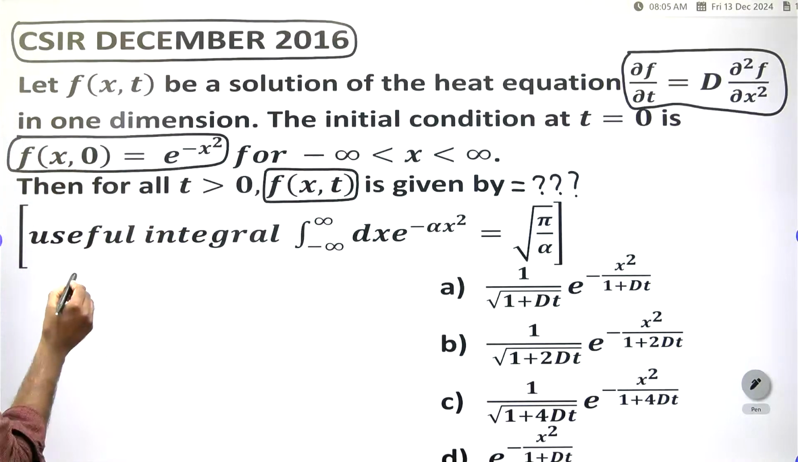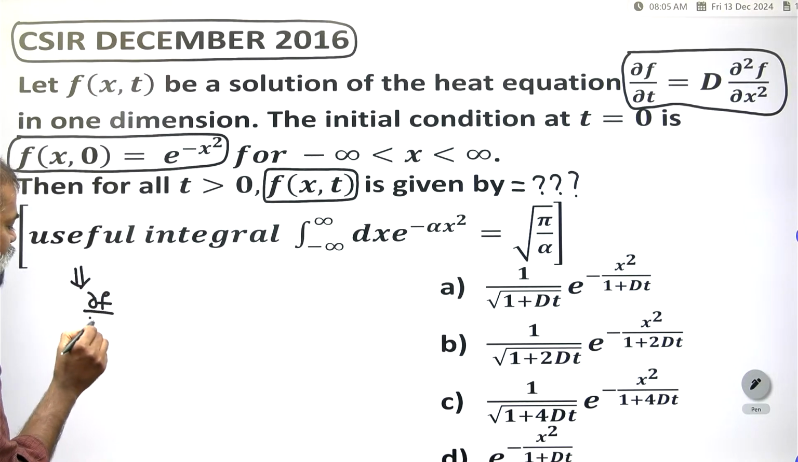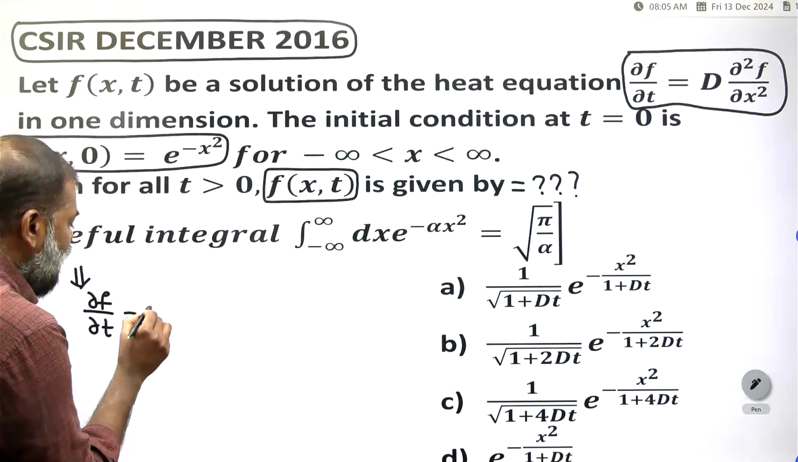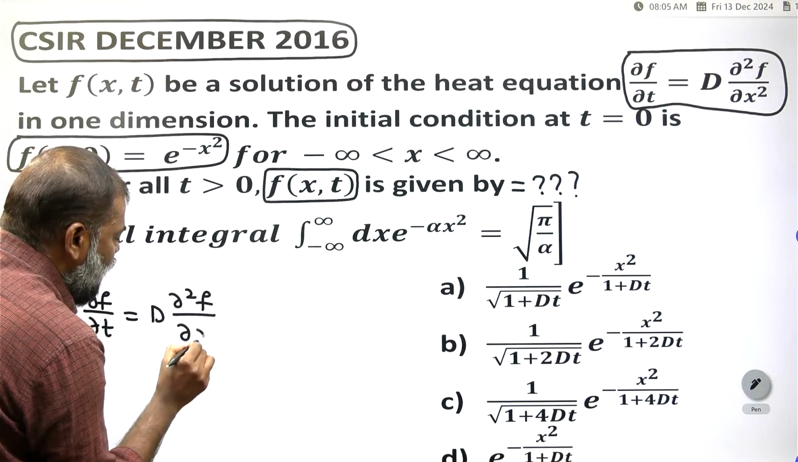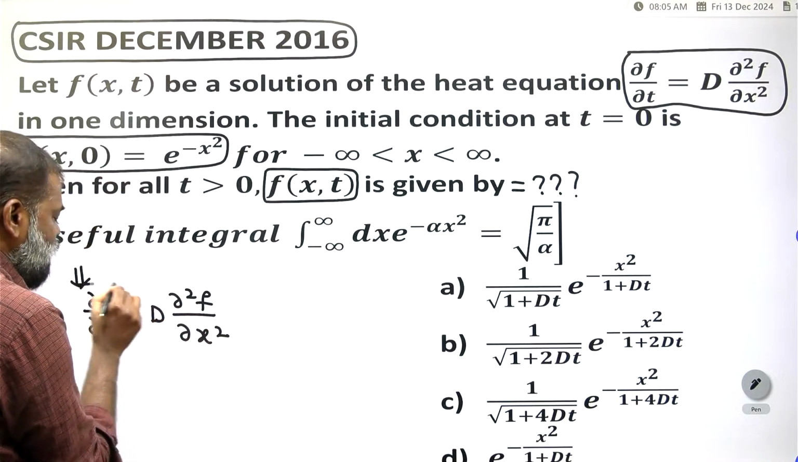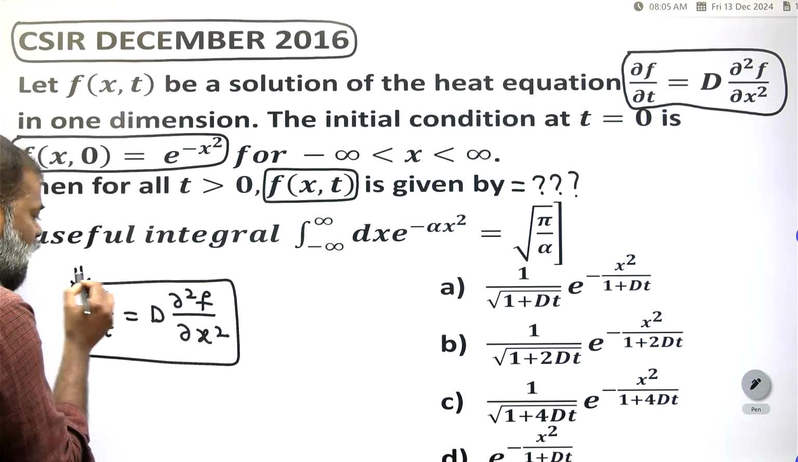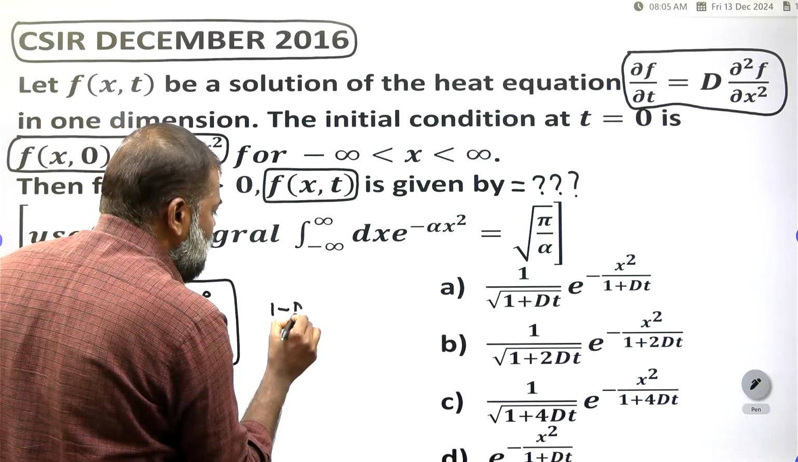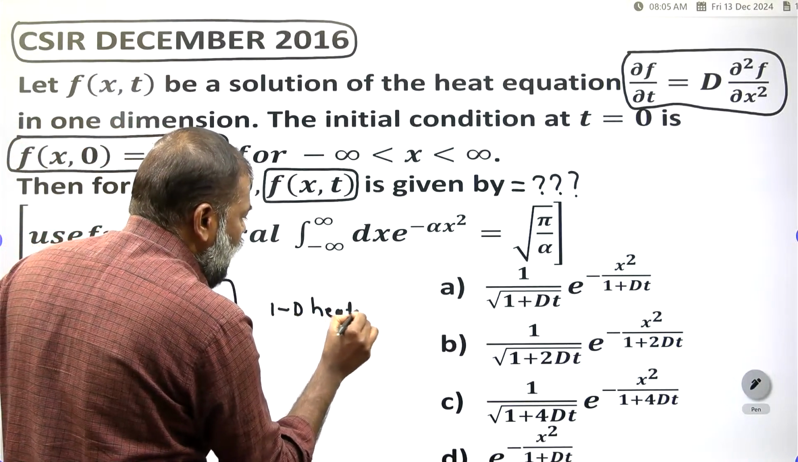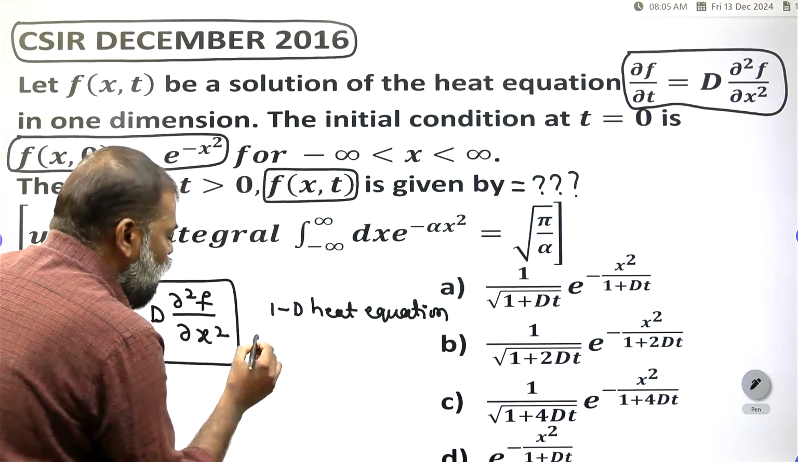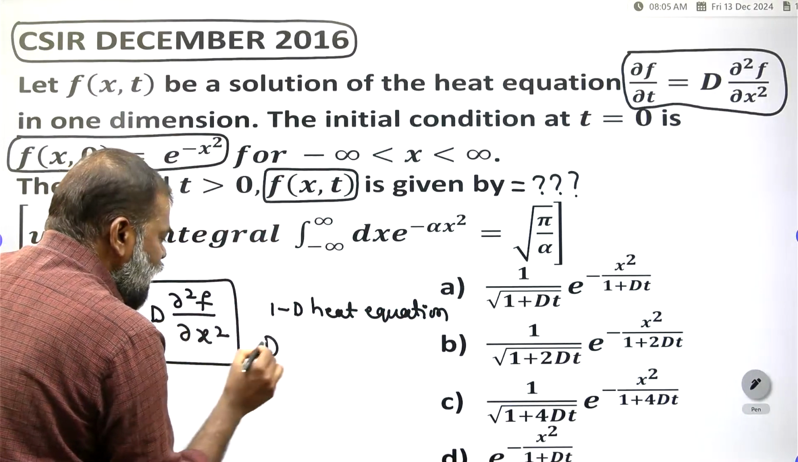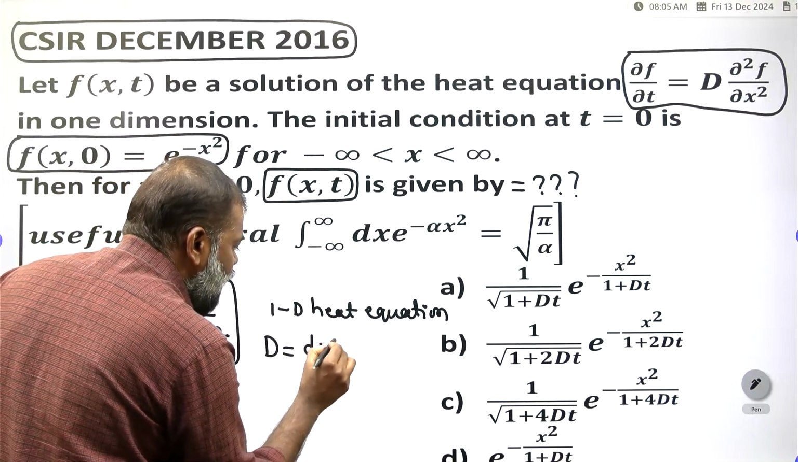First, you have to see what our heat equation is. dou f by dou t is equal to d into dou square f by dou x square. It is a one dimensional heat equation, you know this. In the one dimensional heat equation, what is d here? Here d is the diffusivity.